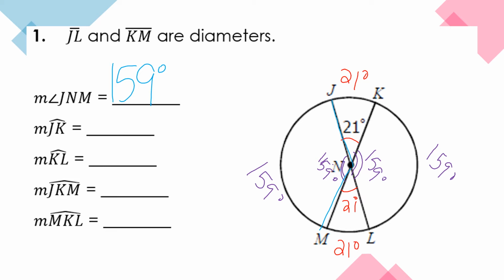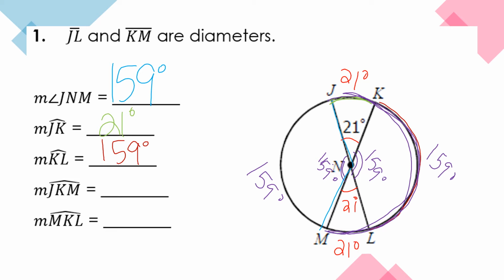Arcs from J to K, that would be the one that we just talked about, JK right there, 21 degrees. K to L, we talked about that guy already, that's 159 degrees. Then we have JKM, so we're going to start at J, go through K, and end at M. So not quite the whole circle, but it's definitely 3 of those arcs fit together.